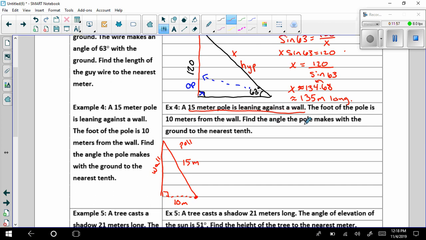Find the angle the pole makes with the ground to the nearest tenth. So a lot of these are having us find this angle down here as our angle of interest. Just be careful that you don't always assume that is the angle, because it could say just as easily, find the angle the pole makes with the wall instead of with the ground. Right, so that's your theta. Go ahead and set this problem up to solve for theta. Remember that we are finding an angle, so we're going to use an inverse function to solve that.